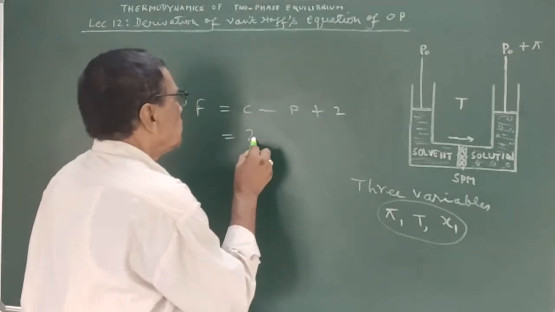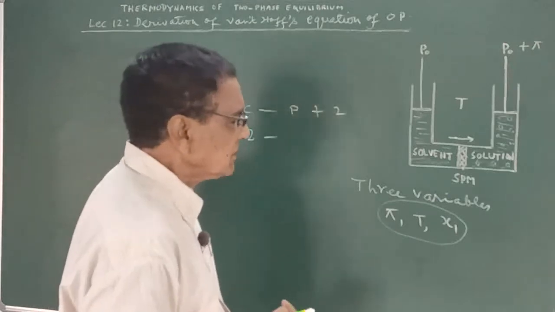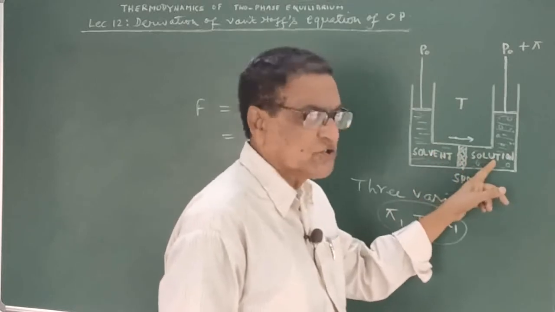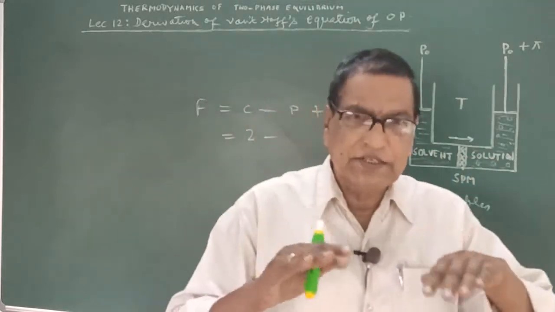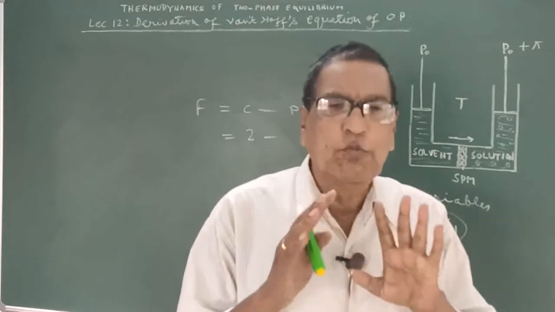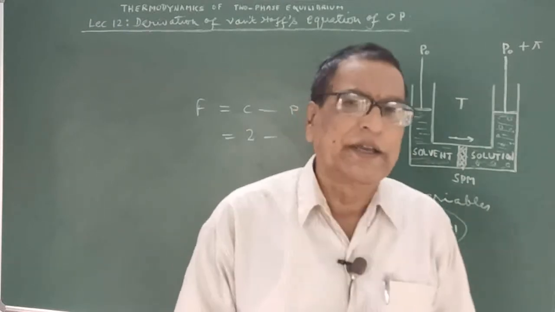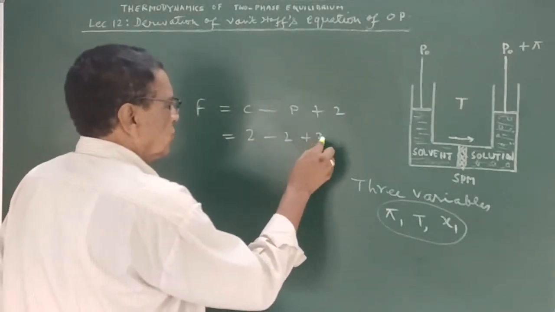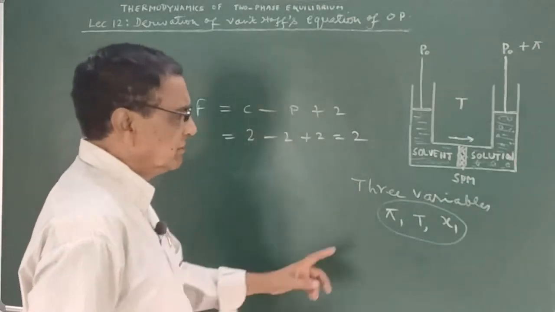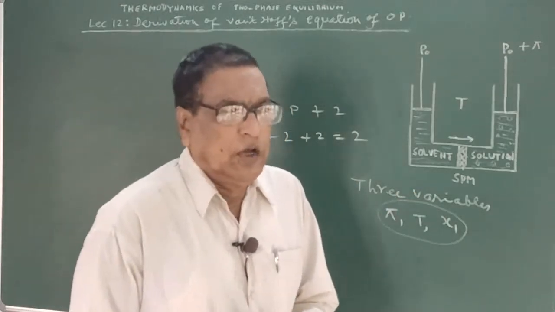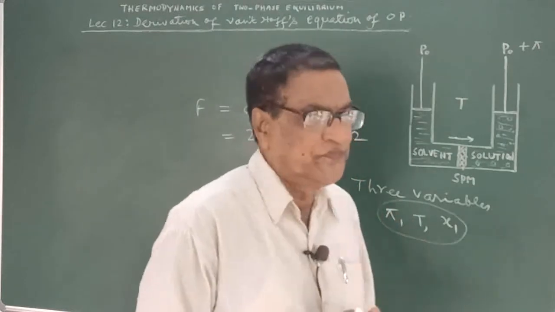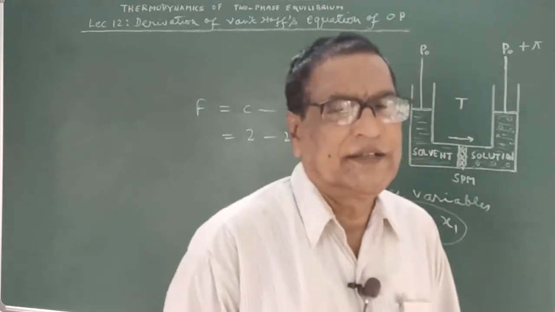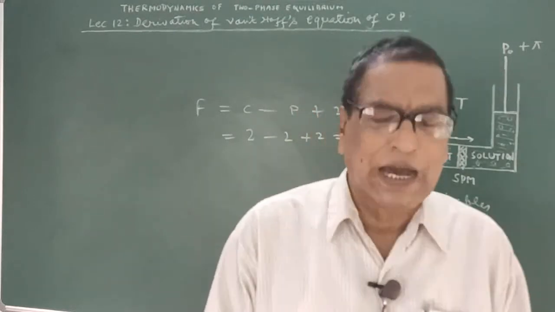So C is 2, and for the phases, in the system there are two phases: one is the solvent phase and the other is the solution phase, and each of these two is homogeneous in itself, separated by a definite boundary. So P is also 2, and F equals 2 minus 2 plus 2, which is 2. This means that out of these three variables, only two are independent variables, and the third will depend on the magnitude of the other two.